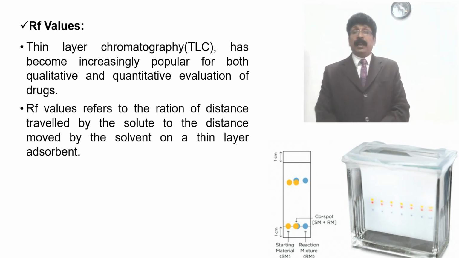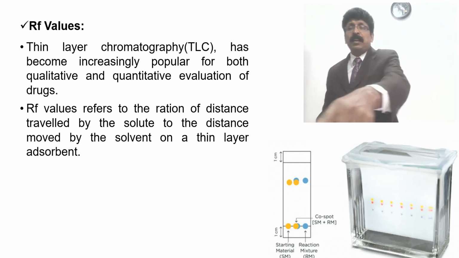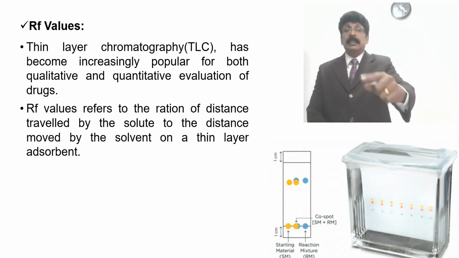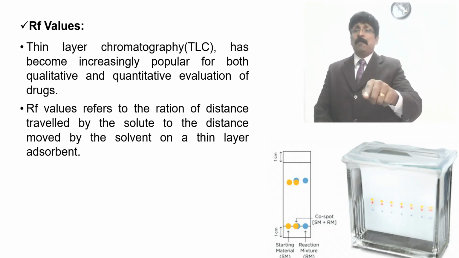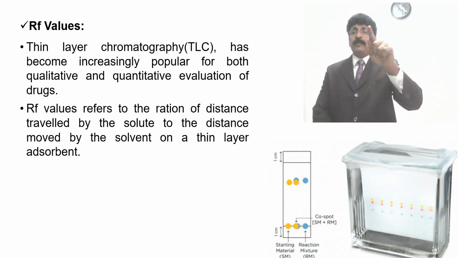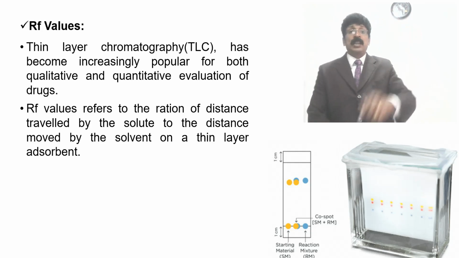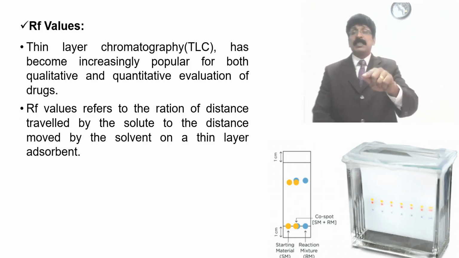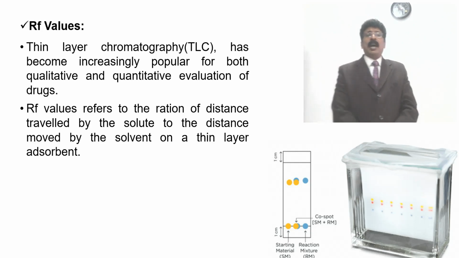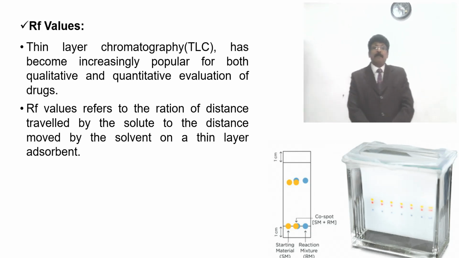What is the RF value? In the picture I showed, this is a chamber, and this is the chromatogram obtained after TLC. The spot kept at the bottom is the sample spot, and the spot at the top is its movement, and the line at the top is the solvent front. So there are two distances: from the baseline to the solvent front, and from the baseline to the sample. The RF value is the ratio of the distance travelled by the solute to the distance travelled by the solvent in the thin layer adsorbent.